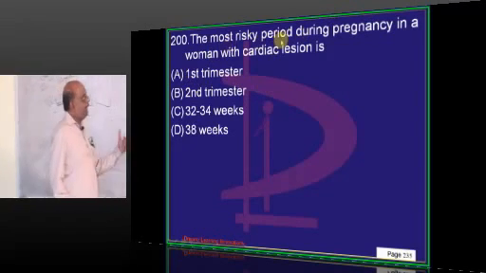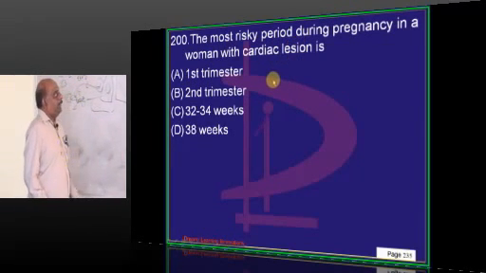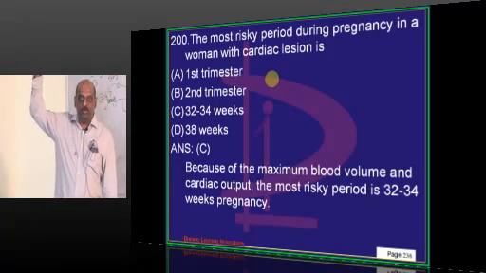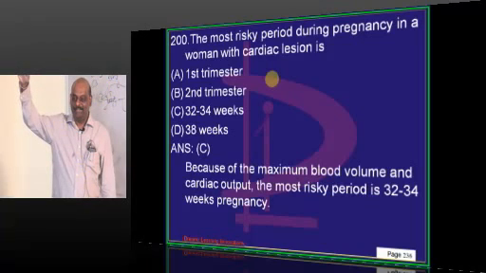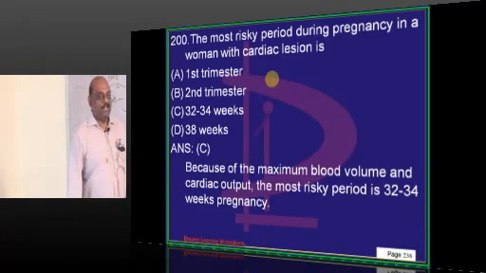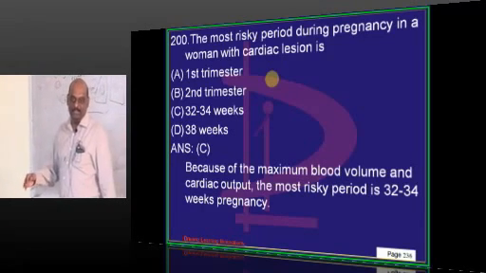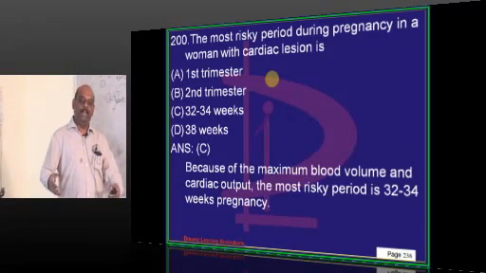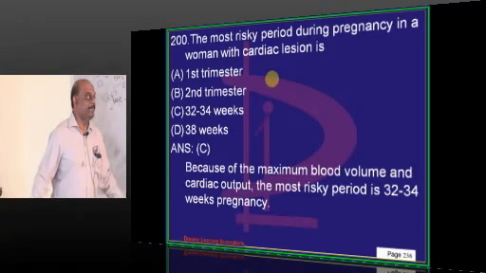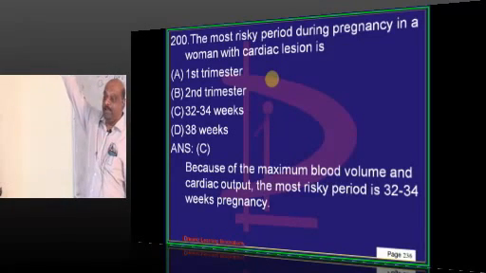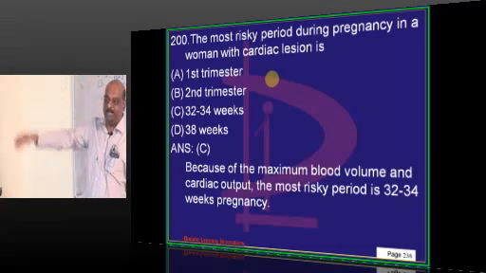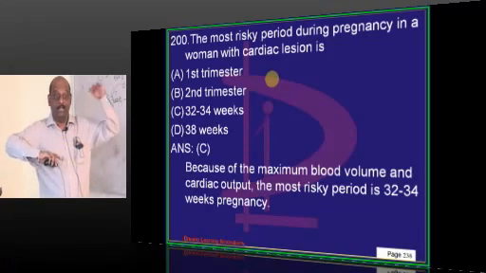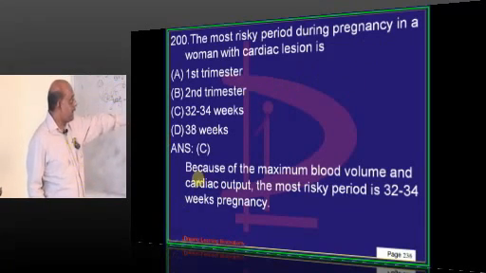Now, what is the most risky period in a woman who has got a cardiac lesion? By 32 to 34 weeks, it is like the Indian Ocean on a full moon night. If you are dreaming of going for a honeymoon to Maldives, plan it on a nice full moon day, so that you can have a beachside candlelit dinner and the oceanic waves will be twice taller than what you are. So plasma volume also increases and it peaks at 32 to 34 weeks.